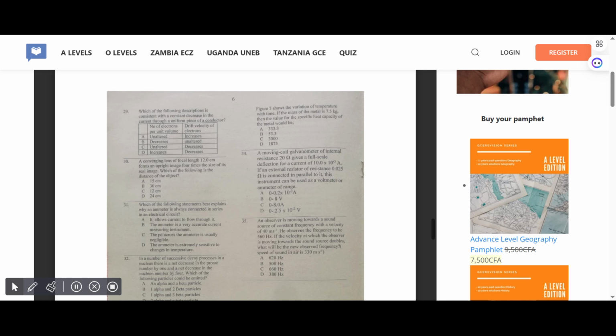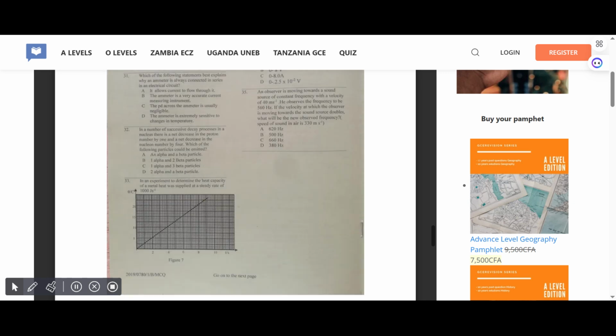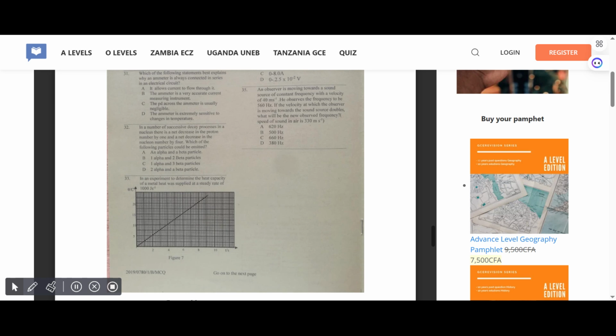Which of the following statements best explains why an ammeter is always connected in series in an electrical circuit? Correct answer for 31 is C. In a number of successive decay processes in a nucleus, there is a net decrease in the proton number by 1 and a net decrease in the nucleon number by 4. Which of the following particles could be emitted? Correct answer for 32 is A.